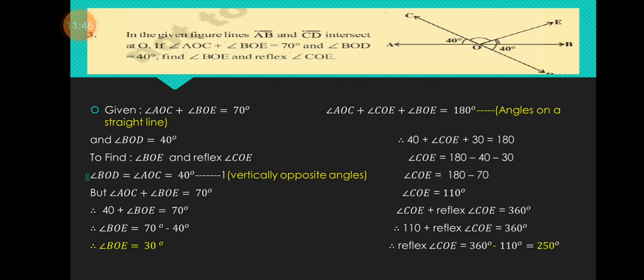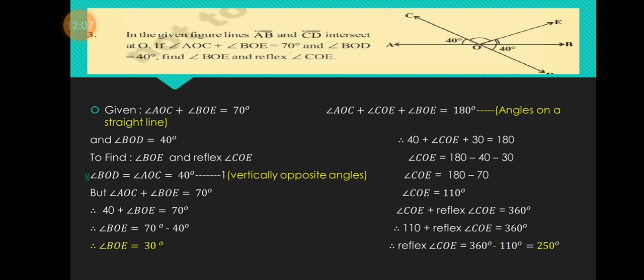But what is the first step given to us? Angle AOC plus angle BOE is equal to 70 degrees. But we have written that angle AOC is 40 degrees since it is equal to its vertically opposite angle. So let us substitute the value of angle AOC.